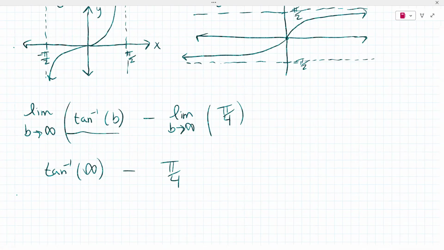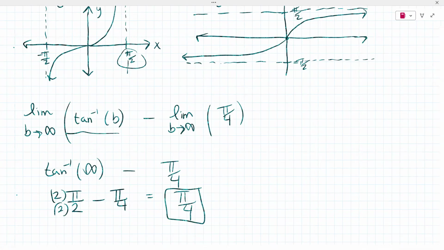And then if you look at the tan inverse graph, as b goes to infinity, it looks like it stops at pi over 2. So this is going to be pi over 2 minus pi over 4. If you find the LCD, this is 2 pi over 4 minus 1 pi over 4, which is pi over 4. Okay, so that's your final answer.